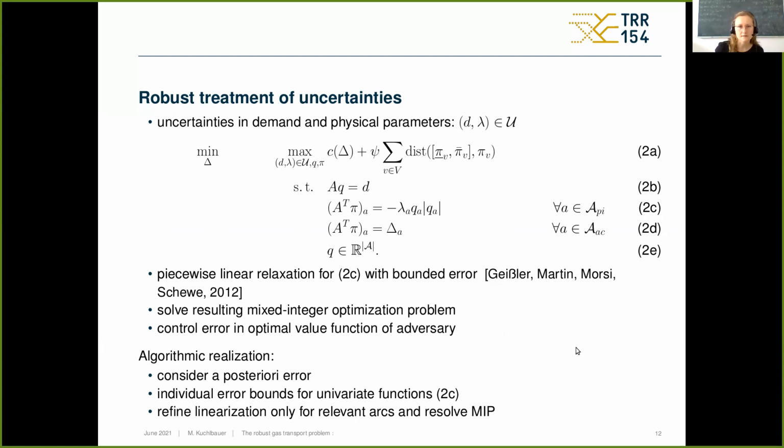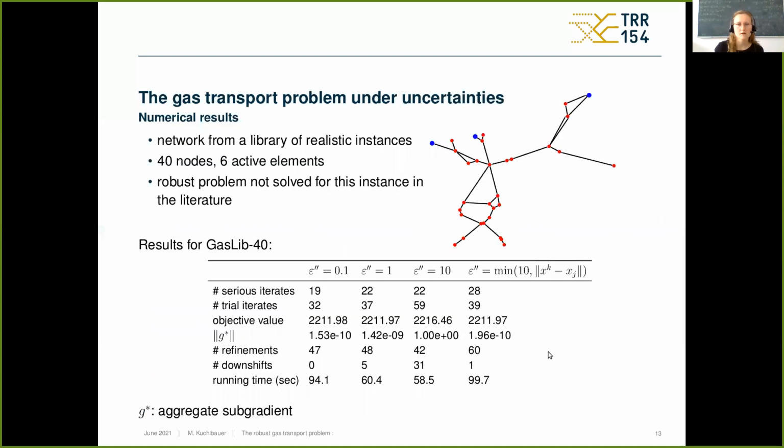And we tested this piecewise linear relaxation approach in the adaptive bundle method and tested it for realistic GasLib instances, where we have here results for a network with 40 nodes and 6 compressors. And we compared here the results for different values of the exactness parameter.